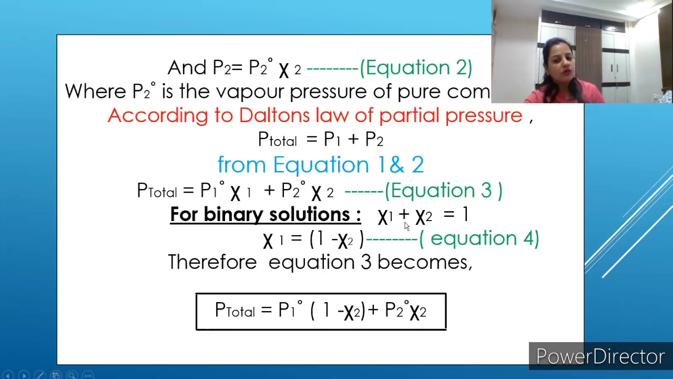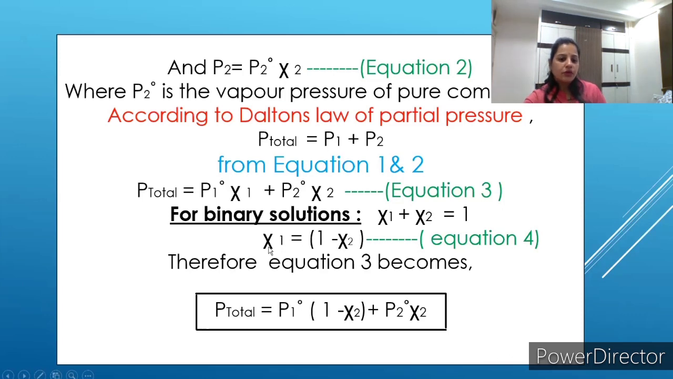And also for the binary solutions, there are two components. So the sum of mole fractions of all the components is always 1. In this case, there are only two components. Therefore, the mole fraction of the first component plus the mole fraction of the second component will be equal to 1. So x1 plus x2 is equal to 1, and if I take out x1 from it, then x1 will become 1 minus x2.